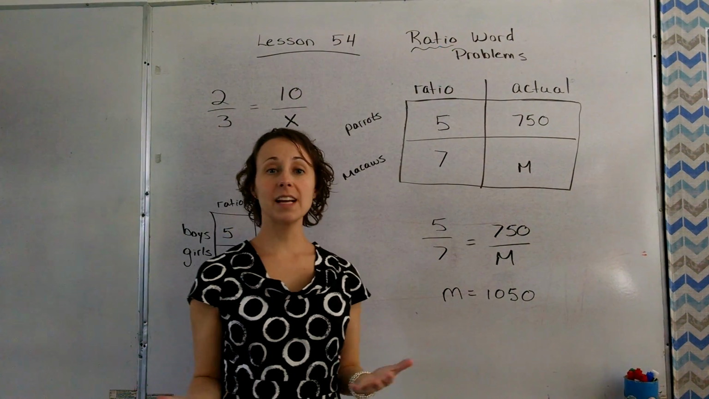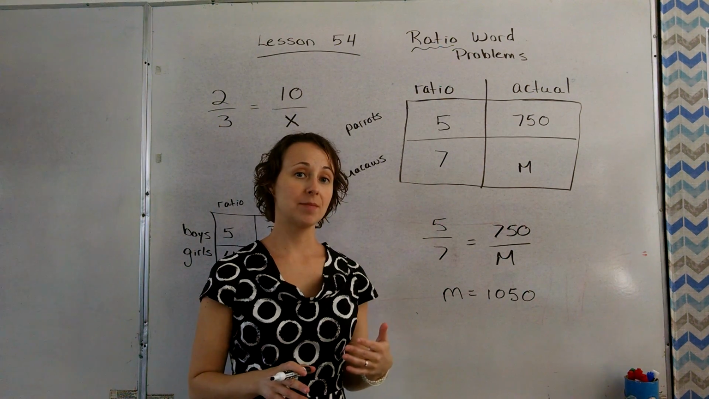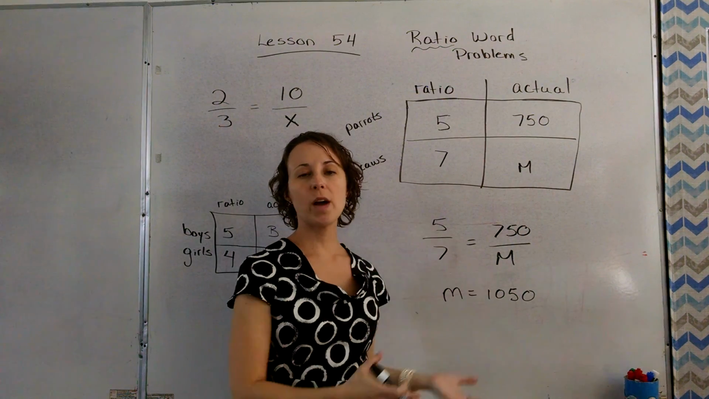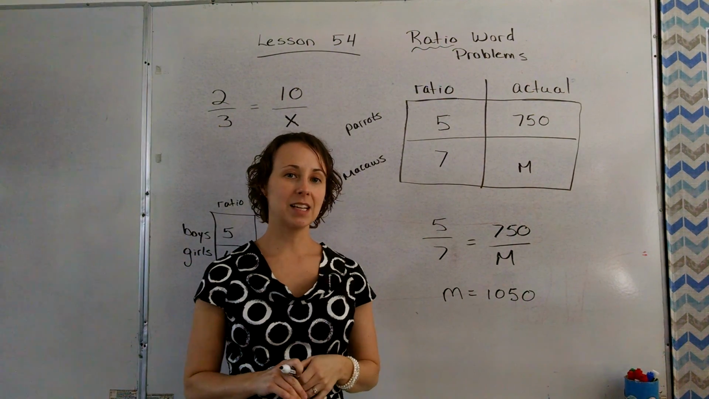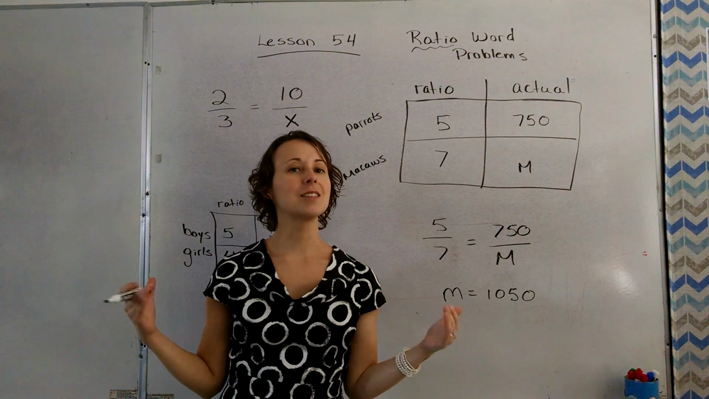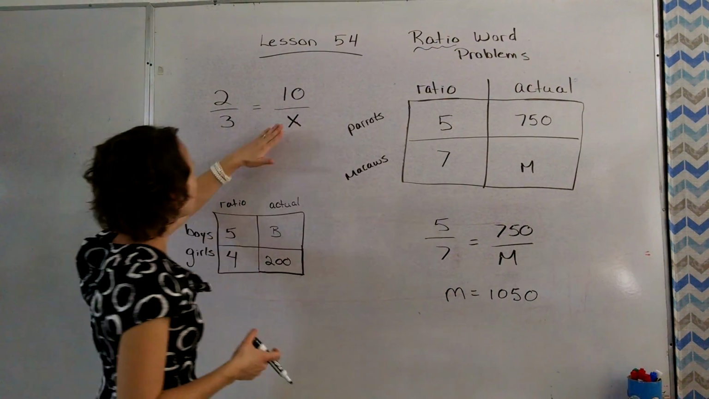A ratio looks like a fraction, but instead of being parts to whole, it's parts to part. So for example, if there was a ratio of 12 boys to 13 girls in the class, that would mean that there were 12 boys, 13 girls, and 25 students altogether. Let's look a bit at what a ratio looks like.